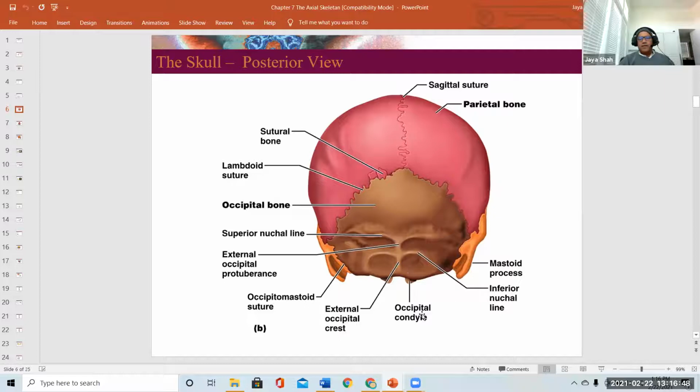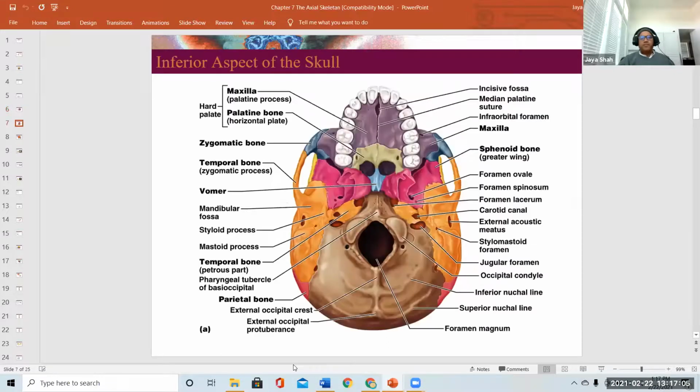Okay. And some features of the occipital bone, which you're going to see later, you can see here. You see occipital condyle and external occipital crest. Sometimes, and then there is external occipital protuberance. You're going to see this in our feature. Okay, occipital condyle and external occipital protuberance.